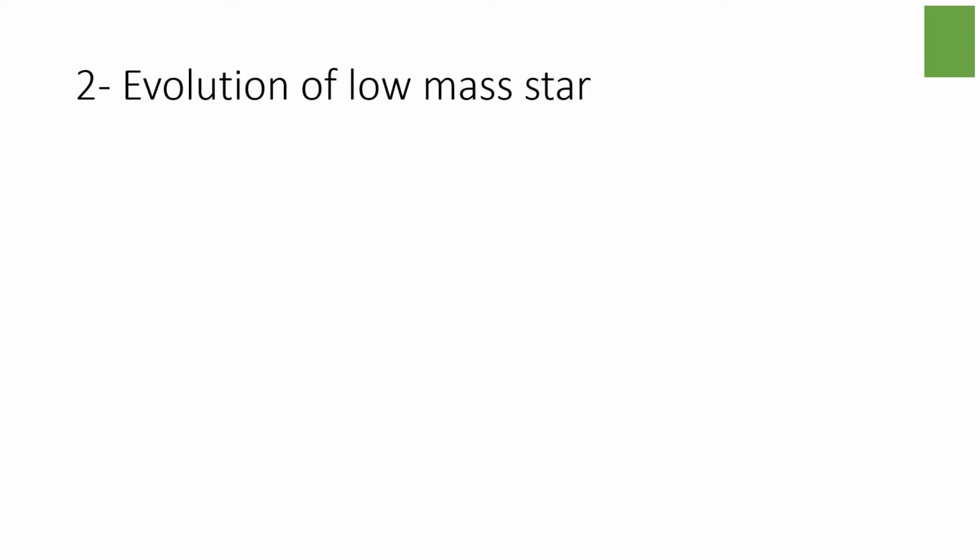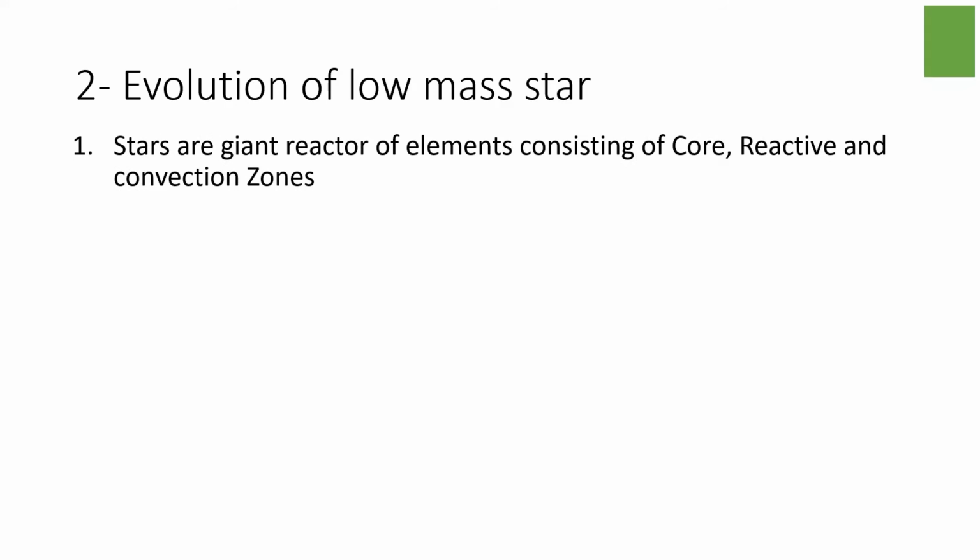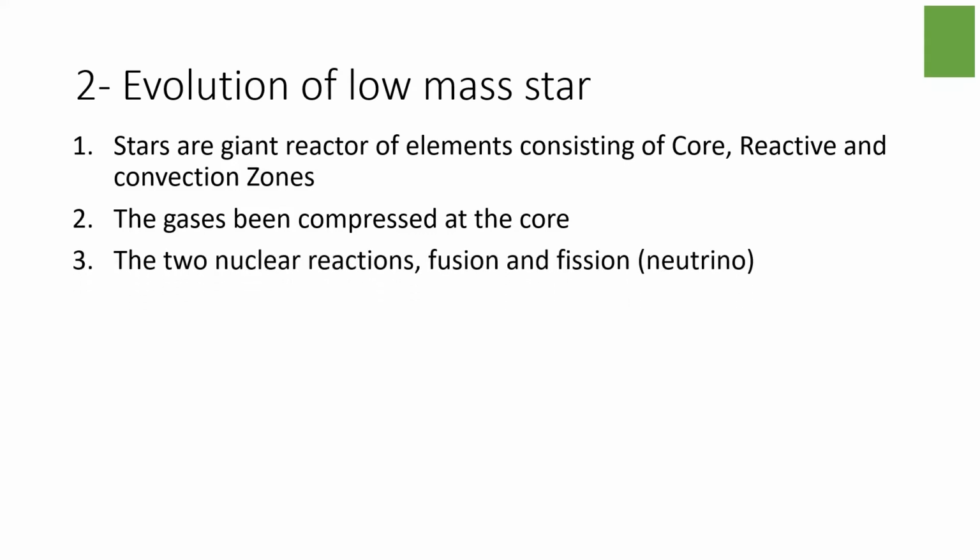The second phase of creation of the planet Earth starts with the evolution of low mass stars, and stars are giant reactors of elements consisting of a core, of course, in the center of the star, and inside the core it is reactive and convection zones. The gases are compressed at the center of the star, which is the core. Two nuclear reactions happen inside the core: the fusion, which is the production of the chemical elements, and the fission processes, which is the creation of the neutrons.